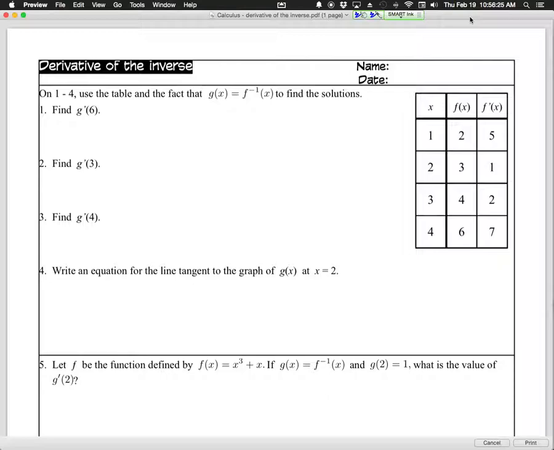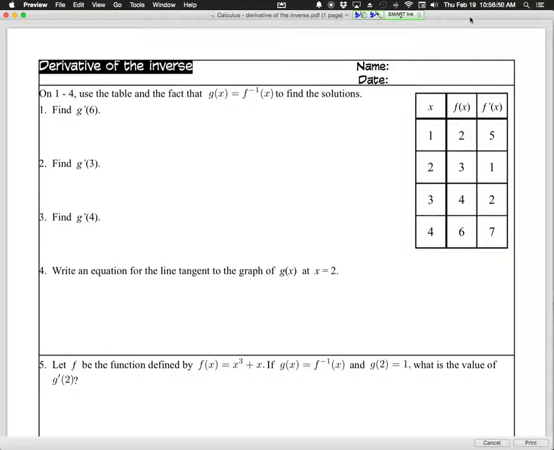So, it says on 1 to 4, use the table and the fact that g of x equals f to the -1 of x to find the solution. So, what are they telling me about g? G is the inverse of f. So, I'm interested in finding g prime of 6. Somebody walk me through what we need to do to be able to find g prime of 6.